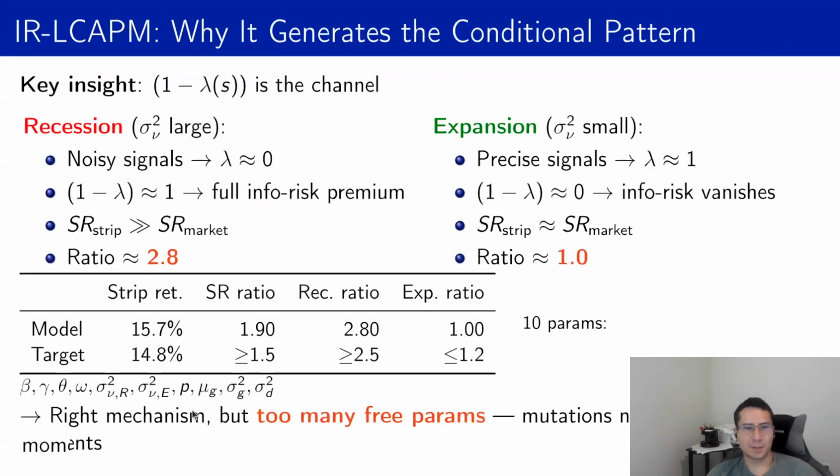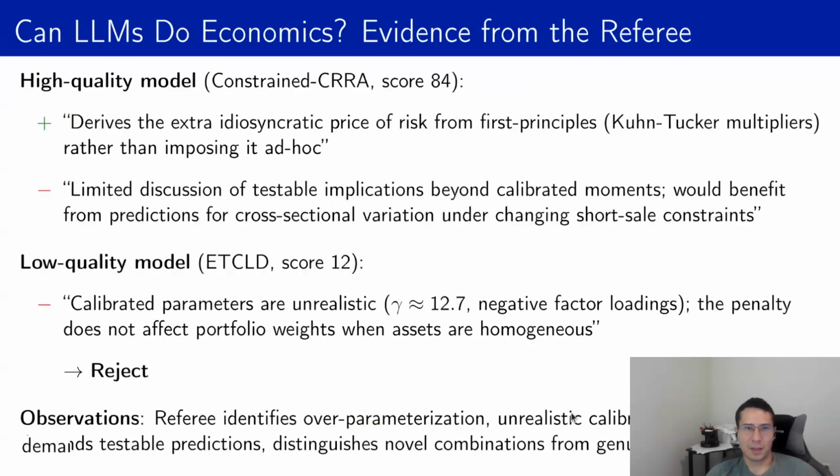So this will be the right mechanisms, right? It actually matches relatively well the target and the Sharpe ratio and the exponential ratio, but it has too many free parameters according to the referee. So it will just get penalized because of that. So the model is not only judging the numerical fit, it's also judging the economic plausibility.